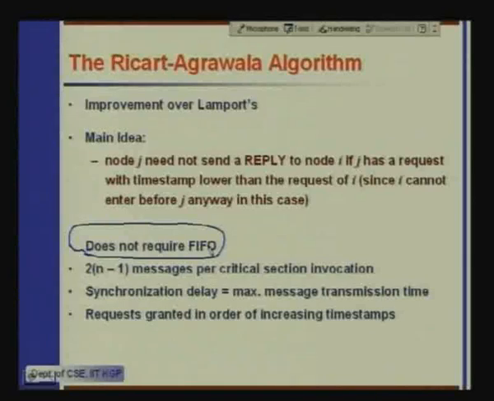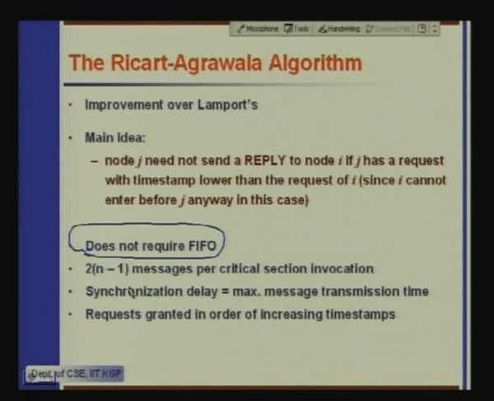What is the number of messages per critical section invocation? 2n minus 1. So, that is an improvement over Lamport's, because Lamport's needed 3n minus 1 messages per critical section invocation, because we had n request, n reply and n release messages. Now, we only have the request and the reply messages, there is no release messages.